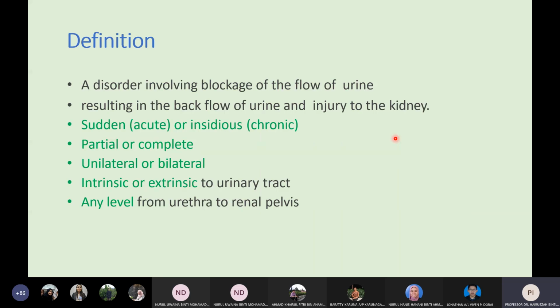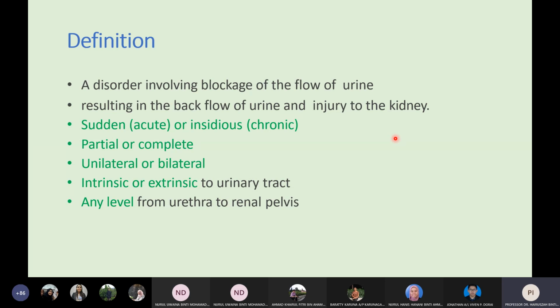Okay, what is this obstructive uropathy? It's actually a disease or disorder that is due to blockage of the flow of urine. And as a result, it produces a backflow of urine and damages the kidney. Okay, that's what it is. And it can be either acute, sudden, or chronic.